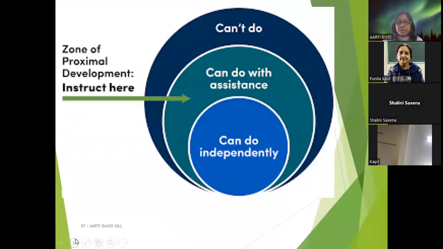This I have already discussed. This is the zone of development. This is a research-based model, which is already saying the big zone is can't do. So we should understand it.